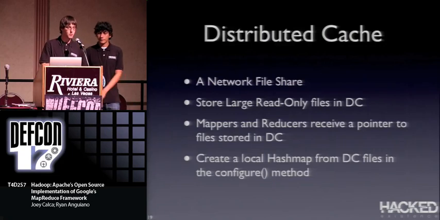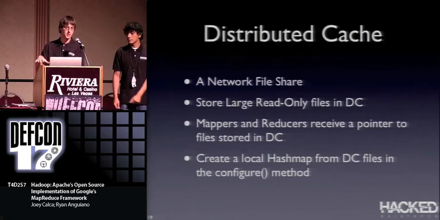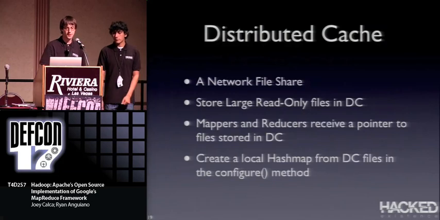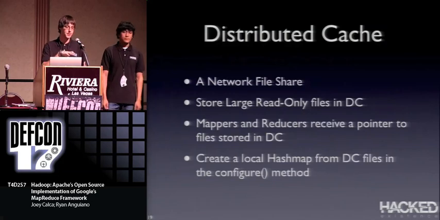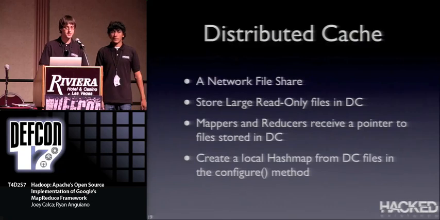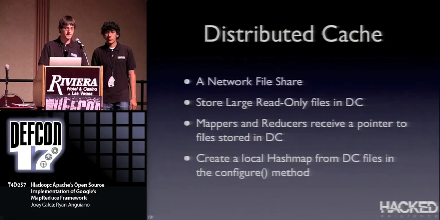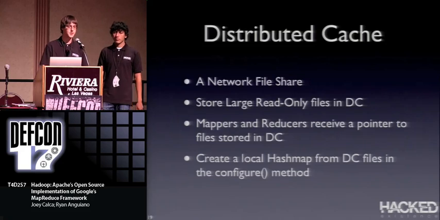Okay, so what we've talked about so far is taking an input data set, running it through the 2 phases, and spitting out an output data set. Then you have a facility called distributed cache where you can compute against, in your mapper and reducer, a second data set. Distributed cache is just pretty much a network file share. You store large read-only files. Your mappers and your reducers receive a pointer to where the files are stored in distributed cache.